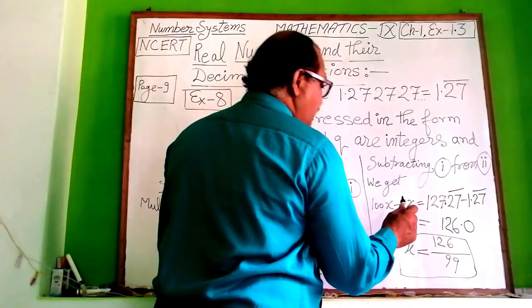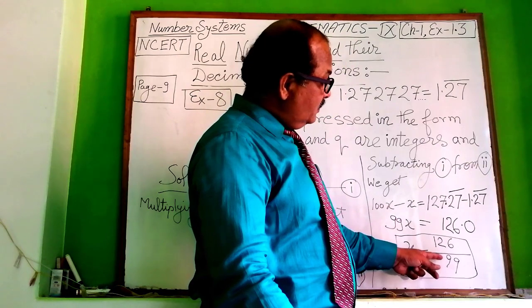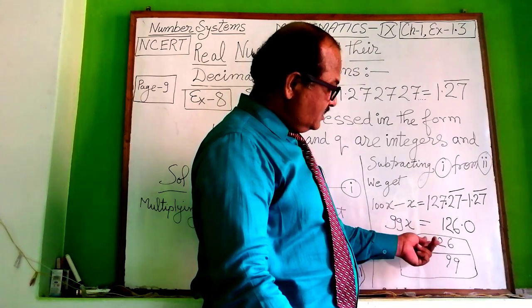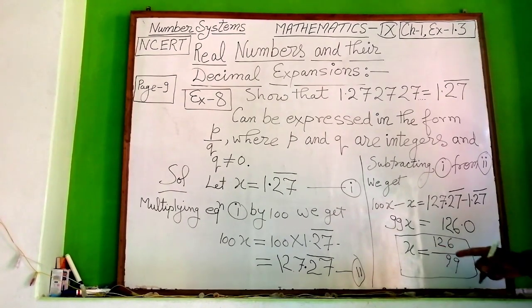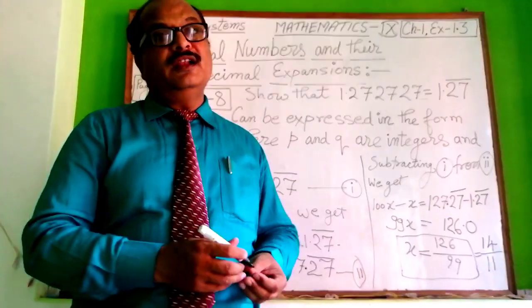You can simplify it if there is some common factor in the numerator and denominator. You can see its simplest form: divide by 9, so 9 1 ja 9, 9 4 ja 36. So your answer is coming 14 upon 11.